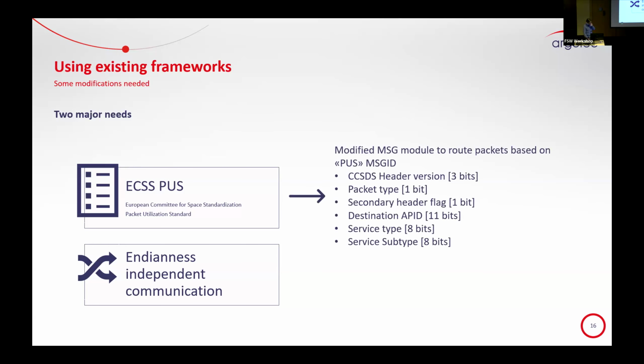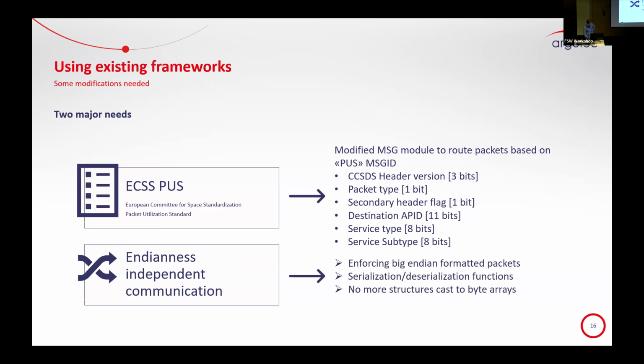So we changed the message module a bit, to do routing based on these fields. The first portion is the same, but we also changed it to use the destination application ID, which for PUS is not only the application ID in the primary header, but for telemetries, it's actually in the secondary header. So that's a bit different. And also using service type and subtype for routing, which is basically the packet type.